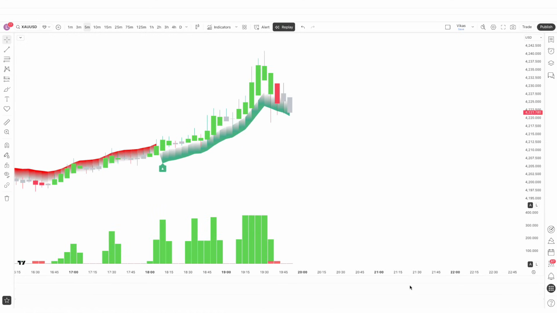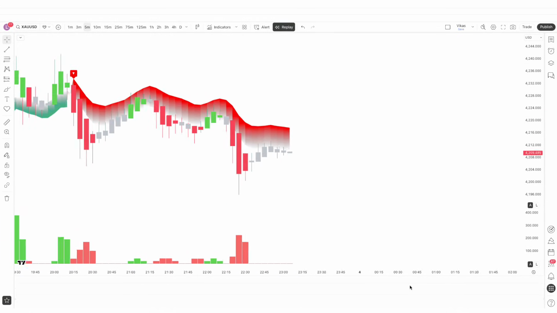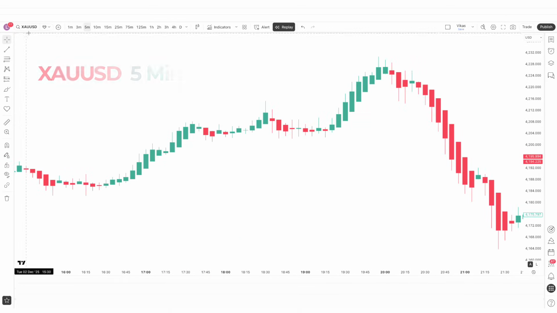First of all, let us know about the trading tools. The buy and sell arrow indicator we see in the chart is called the SFI Follow Trend Level 1 indicator. Now we will tell you how we want to trade. Let's start the video. We open the XAU/USD 5-minute chart.